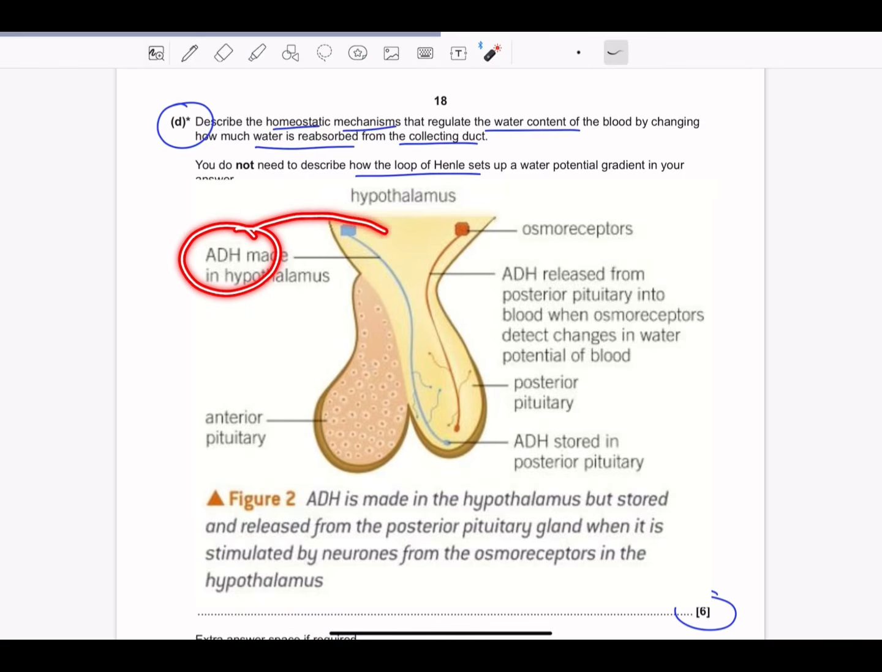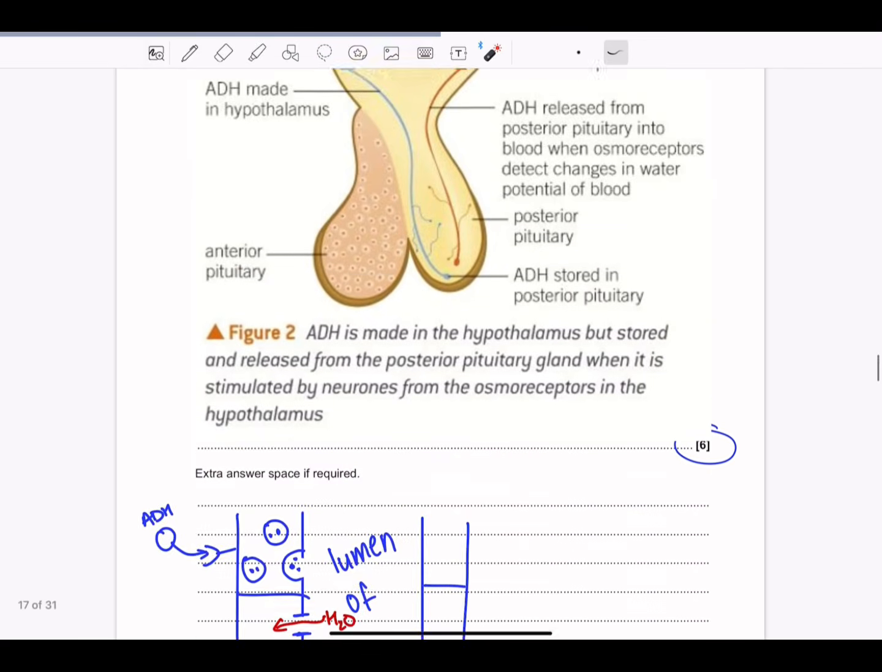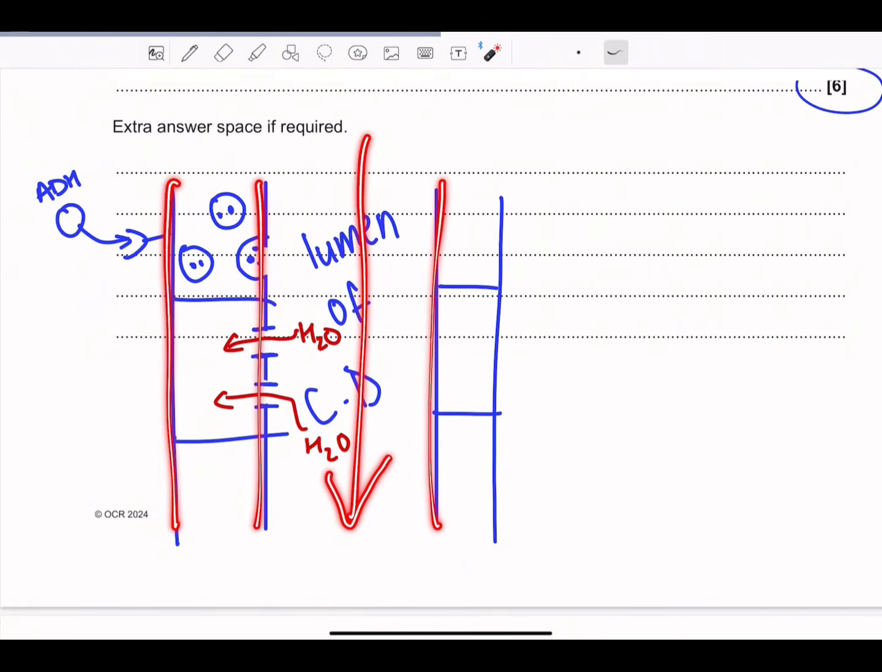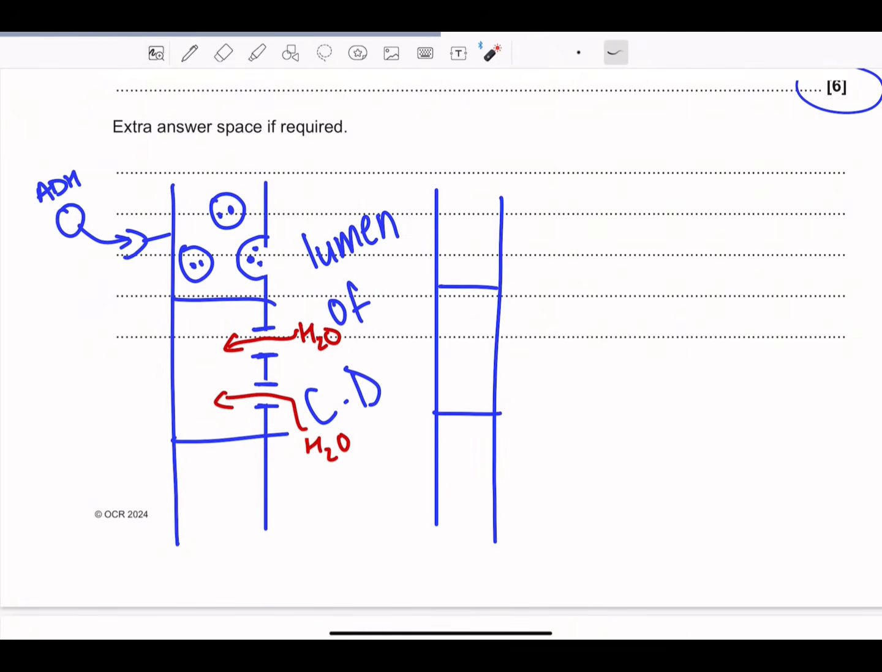ADH, once it's produced, will get stored in vesicles inside the posterior, specifically the posterior pituitary. Once it's over here, it gets released into the bloodstream, and then it goes towards the kidneys, specifically through to the collecting duct of the nephron. And this down here shows what happens next. So in the middle, we have the lumen of the collecting duct, which is through where the filtrate goes through. And these blocks or cells that you can see at the sides are the cells that line the collecting duct.